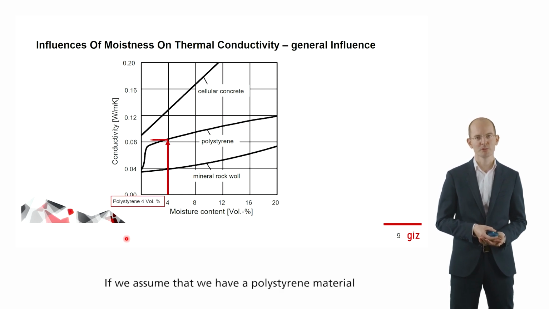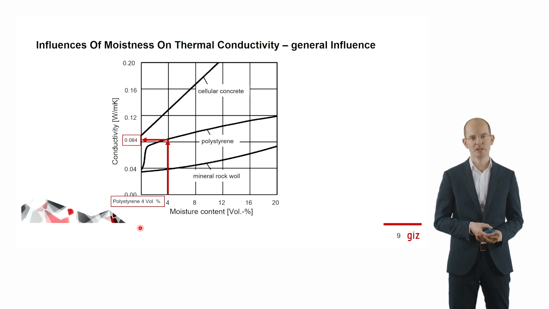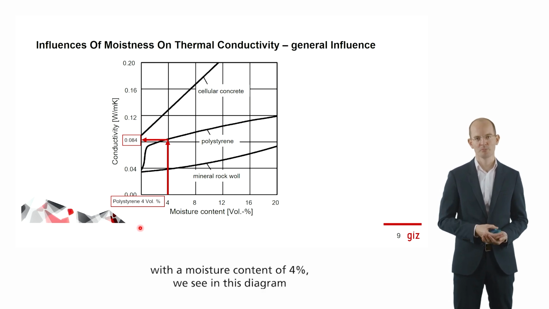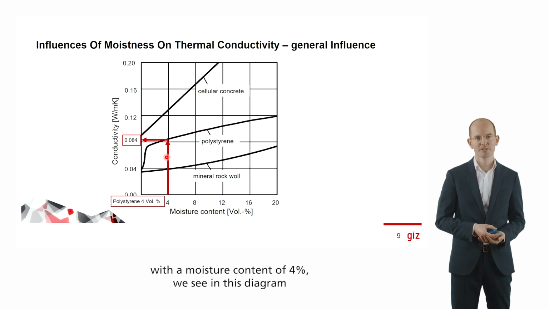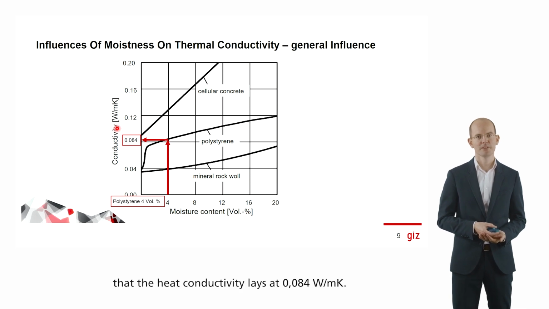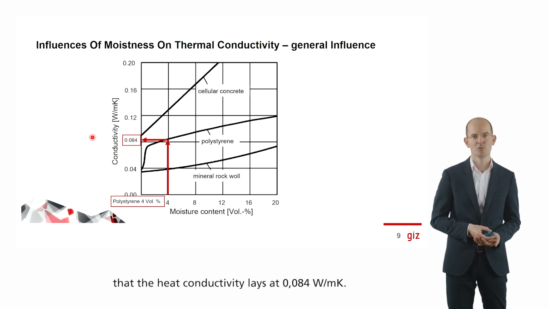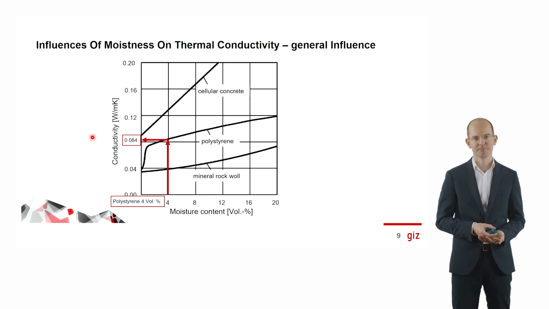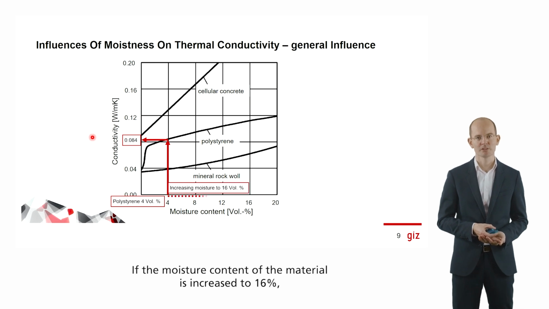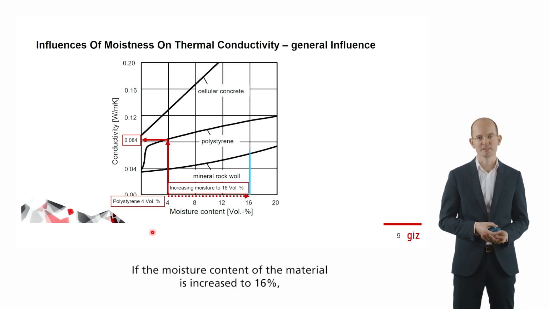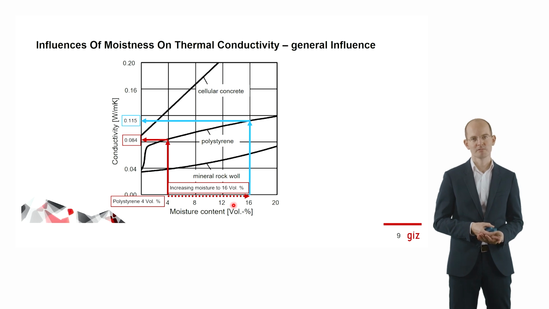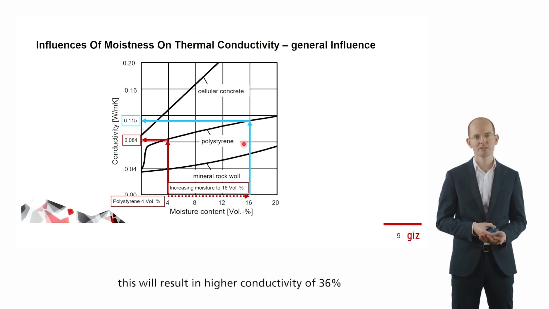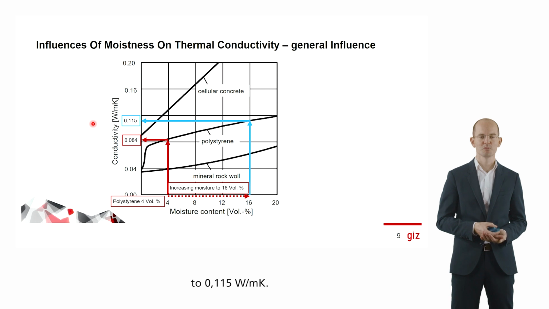If we assume that we have a polystyrene material with a moisture content of 4%, we see in this diagram that the heat conductivity lies at 0.084 watts per meter and Kelvin. If the moisture content of the material is increased to 16%, this will result in a higher conductivity, increased by 36% to 0.115 watts per meter and Kelvin.